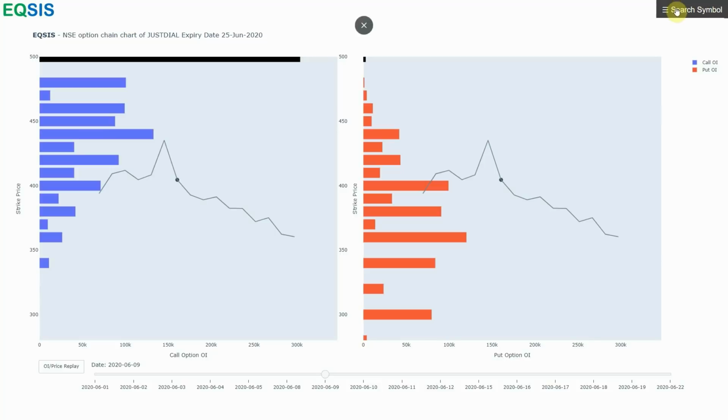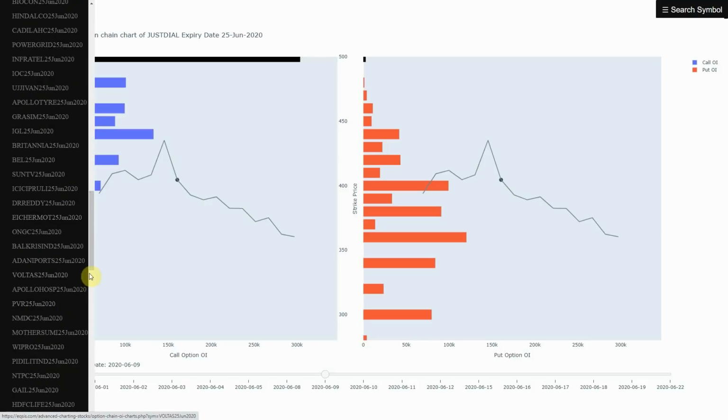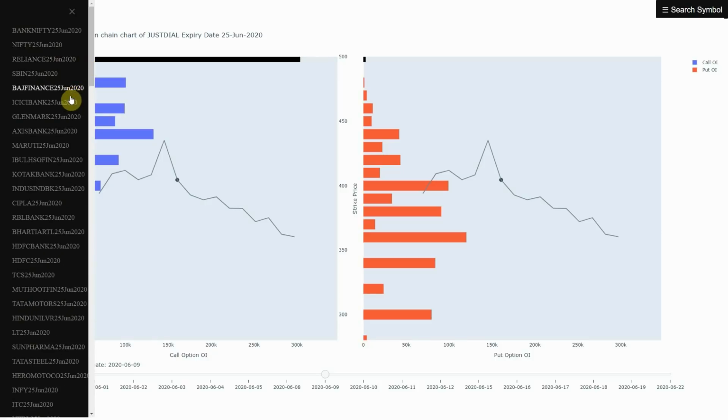If you look at this particular one, I hope you can see there is a search symbol. If you click on it, a left slide bar will come, and a list of companies gets populated. Almost all the companies you can see, but they are not sorted in alphabetical ascending or descending order. They are sorted based on the active nature of the contract, so the top company is always on top.